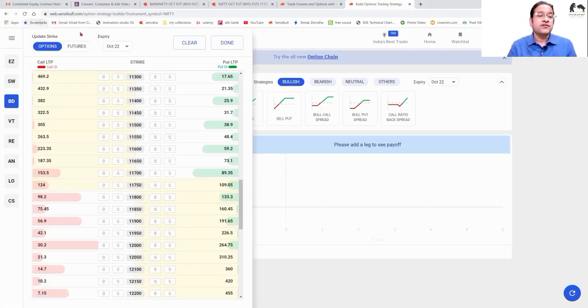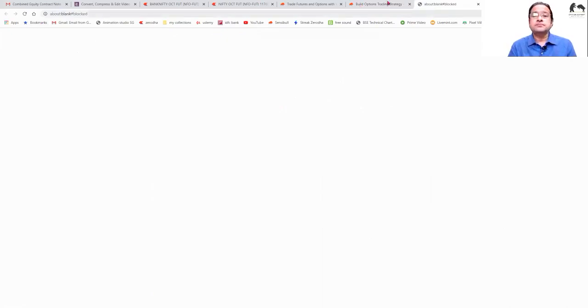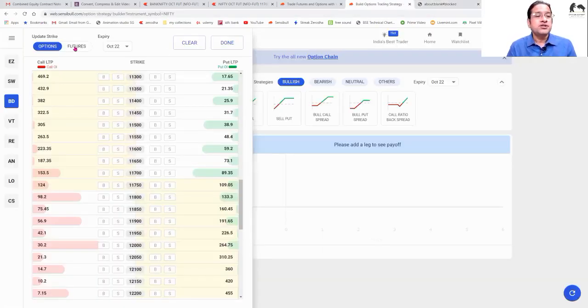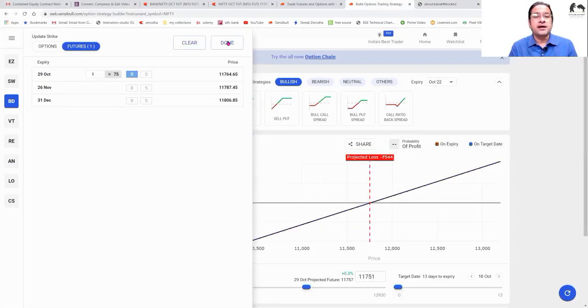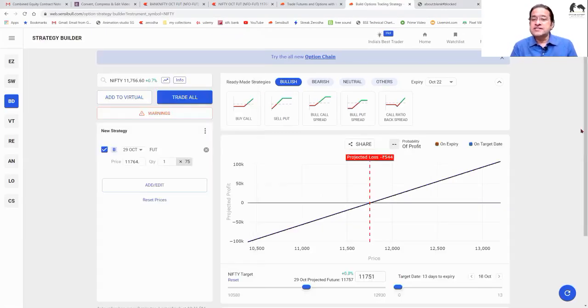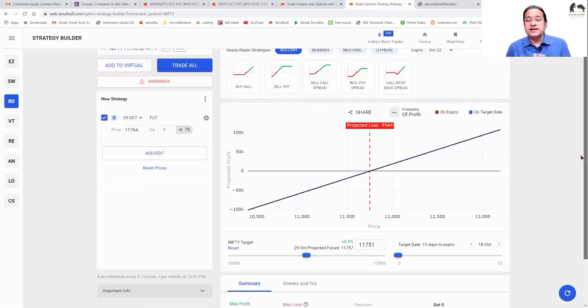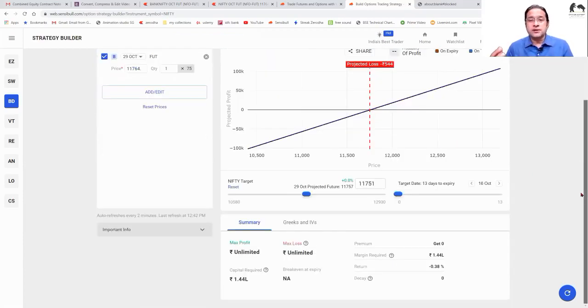Let me tell you, first, let me show you what exactly, if I get into the 29th October contract today, if I buy, what exactly is the payoff? This diagram is easy to learn and understand. Now, as we saw earlier, we know what's the margin required. We already know that the margin required is about 1.44 lakhs.